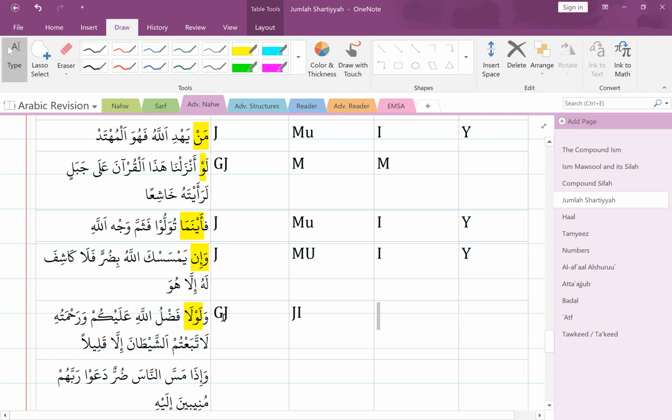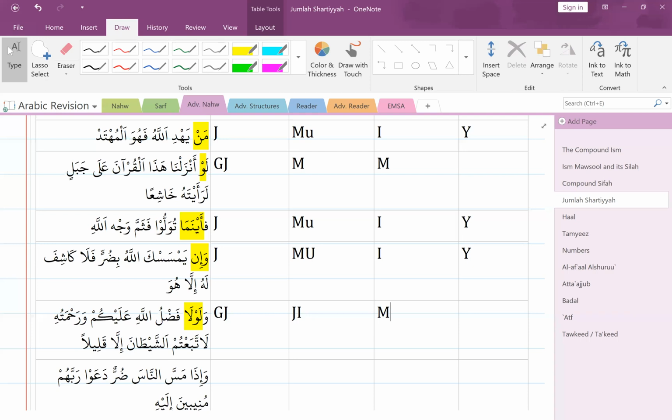ولولا فضل الله عليكم ورحمته لاتبعتم الشيطان إلا قليلا. So la tabatum would be a jumla fi'liya, which is our jawab. So we're looking at مضارع here. اتبع, no, this is ماضي, sorry. اتبع, يتبع. Lawla does not follow the fa rule.